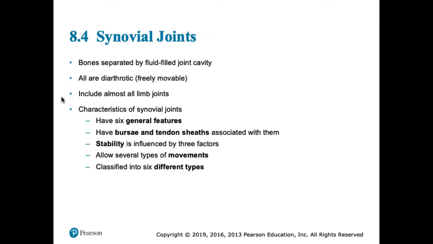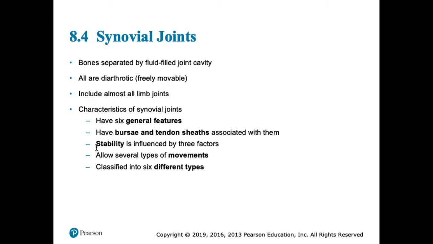Synovial joints, those are bones separated by a fluid-filled joint cavity. They are freely movable. It includes almost all limb joints. And there are some characteristics that synovial joints have. They have 6 general features. They have bursae and tendon sheaths associated with them.